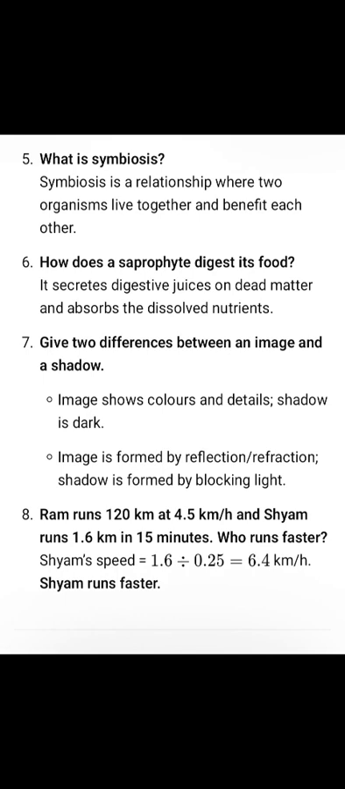Speed equals distance upon time. So 1.6 upon 0.25, which is equal to 6.4 km per hour. So Ram's speed is 4.5 kilometers per hour and Sham's speed is 6.4 km per hour. So Sham runs faster.